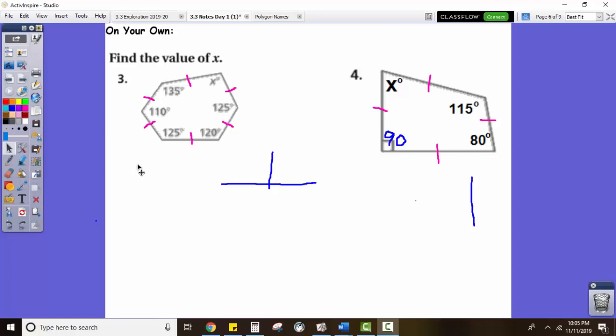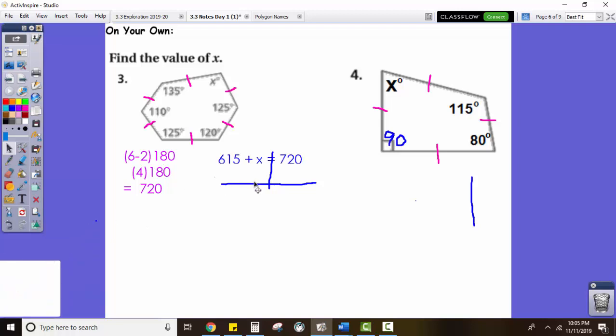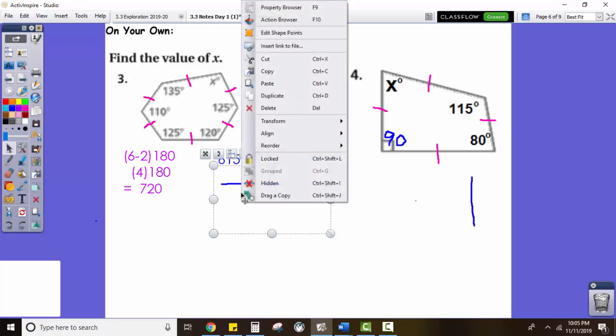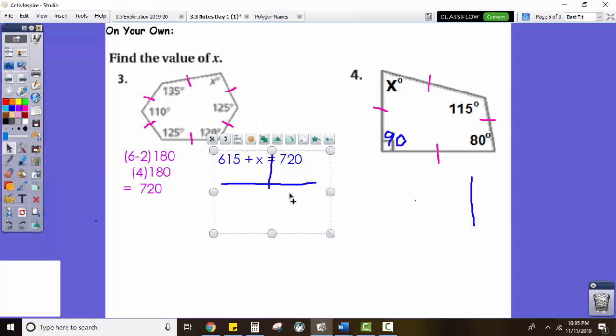Okay, for number 3, you can see that there were 6 sides, and so if I take away 2, that's 4, and multiply by 180, that's 720 degrees. And then when I write my equation, when I combine all of these angles here and add them together like terms, 615. So if I write my equation, 615 plus x equals 720, go to solve, take away 615 on both sides, I end up with 105 for this missing angle.